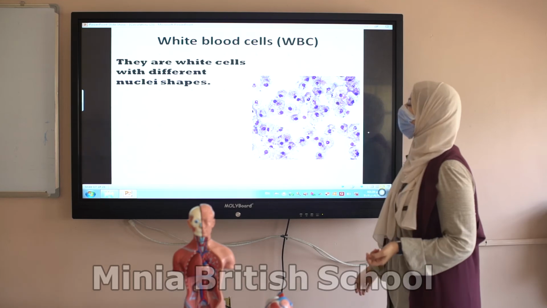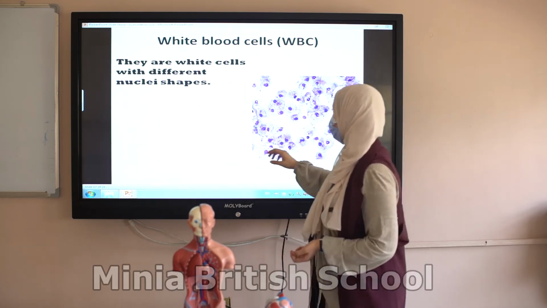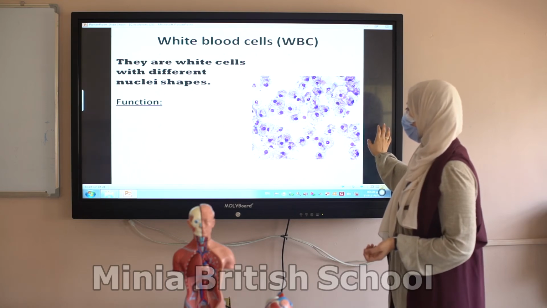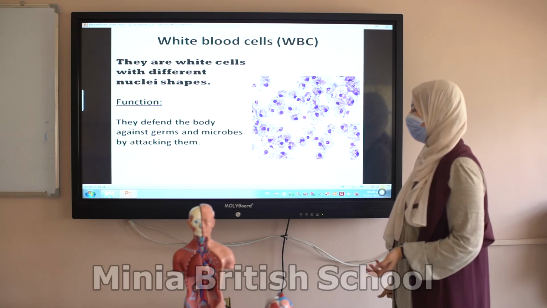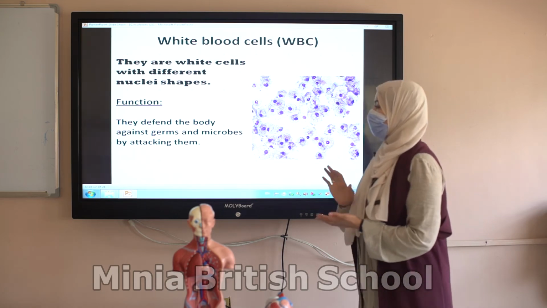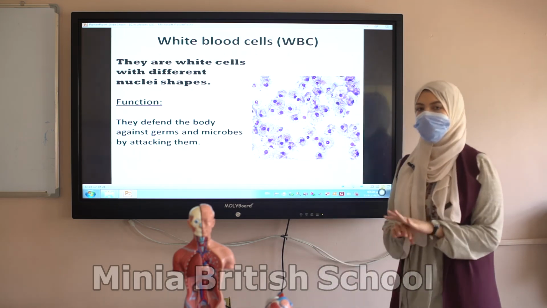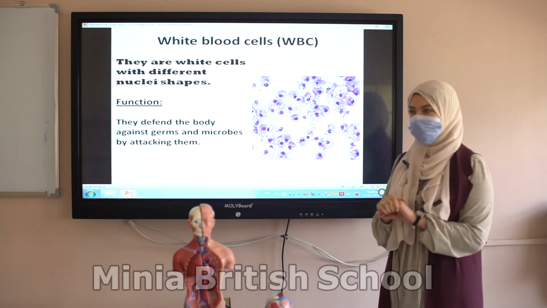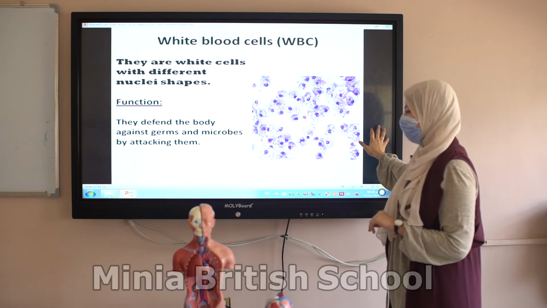What about the white blood cells? They are white cells with different nuclei shapes, like this. They don't have the same shapes. What is the function of the white blood cells? They attack any microbes or germs, like coronavirus. So your white blood cells attack any virus around you.